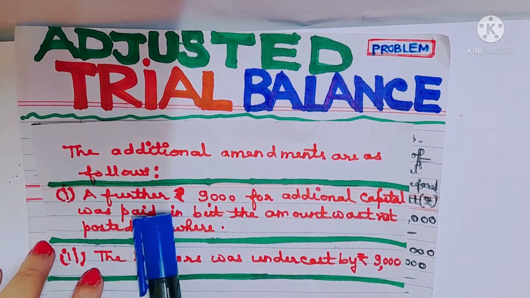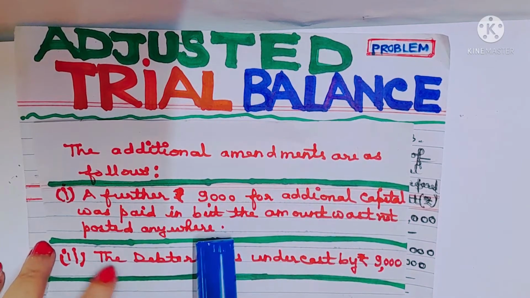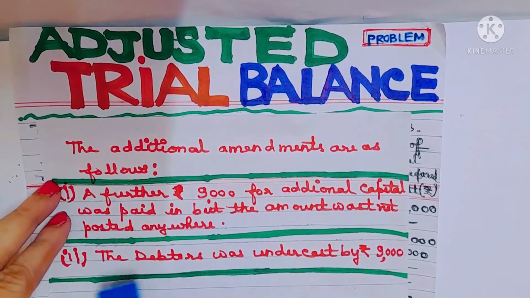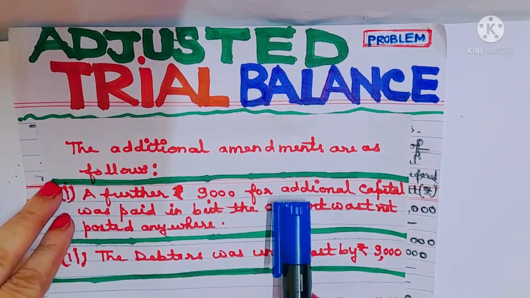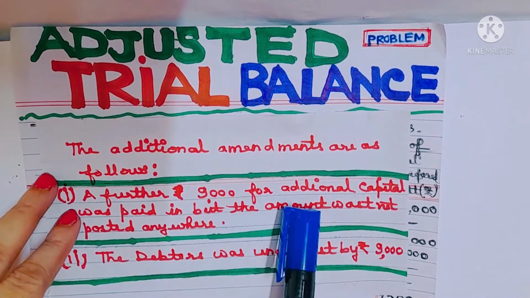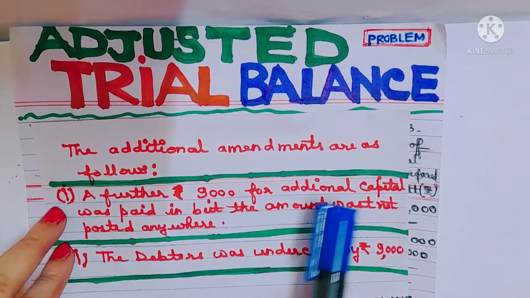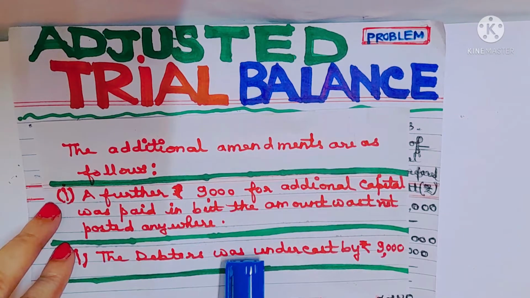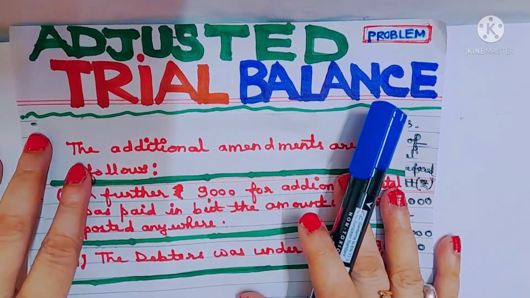Number one, a further rupees 9,000 for additional capital was paid in, but the amount was not posted anywhere. Number two, the debtors was undercast by rupees 9,000. That means we will not write additional capital because we have to adjust first, then we'll write the final amount. And the debtors also, first we'll adjust debtors, then we'll write the final amount of debtors. Okay. So let's do the problem.